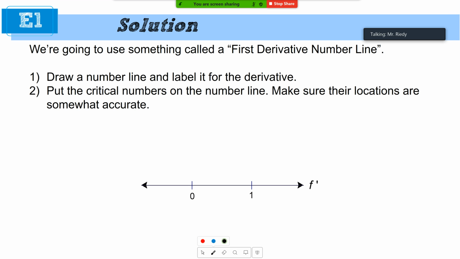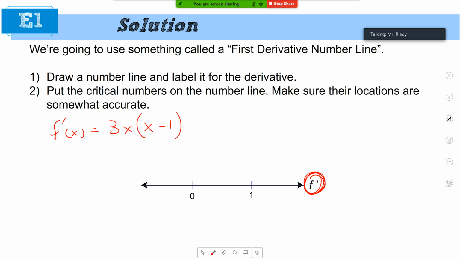Now, what does it mean to test regions? There's a reason why that's there. Number 1, it identifies it as a first derivative number line, but it also tells you where we're going to test values. I would like to know, in the region from negative infinity to 0, is the derivative positive or negative? From 0 to 1, is the derivative positive or negative? And from 1 to infinity, is the derivative positive or negative? Okay, so I had the derivative being f prime of x, from memory, 3x times x minus 1. Did I do that right?